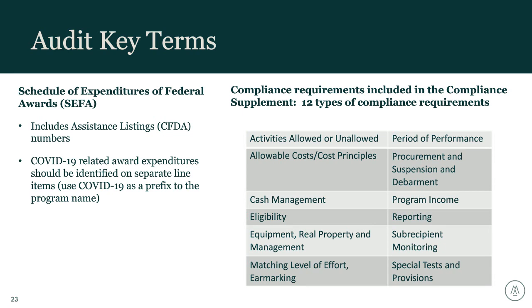And for those that have single audits already in place, something to keep in mind when you're preparing your SEFAs for the current year and going forward: any COVID-related award expenditures, whether this is a brand new grant like the PRF or incremental awards on existing programs, the compliance supplement that was just released a couple weeks ago is recommending that those be identified separately. So, the PRF fund would start the prefix of the program name with COVID-19, and then go on with the rest of the name.